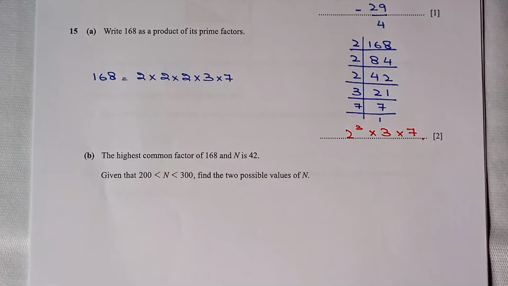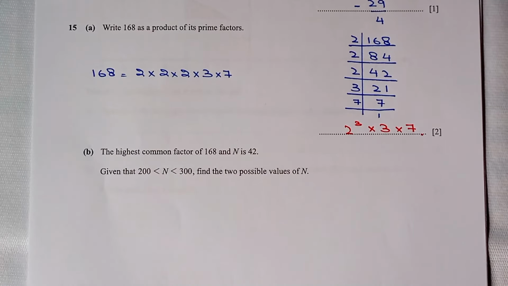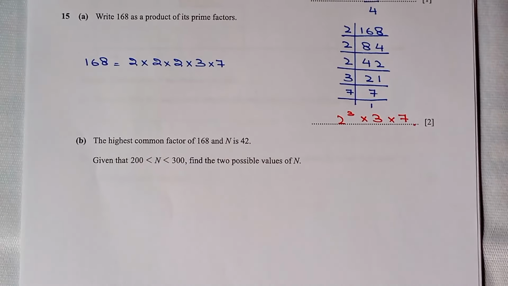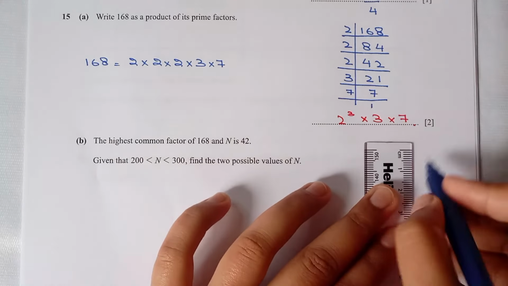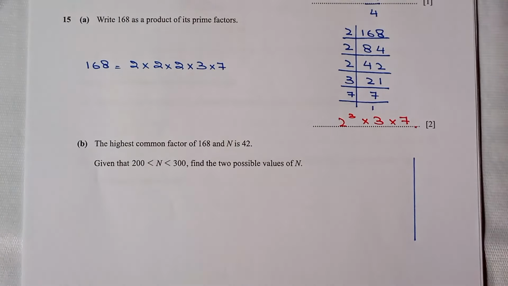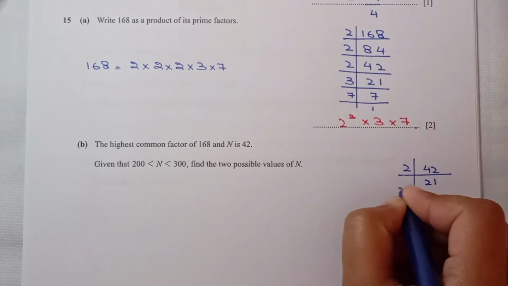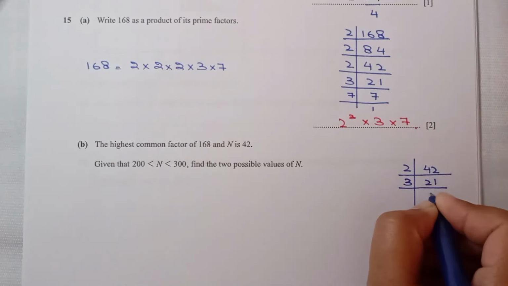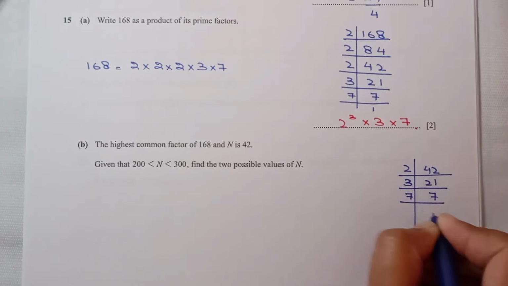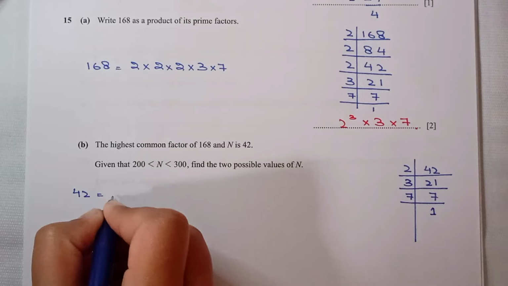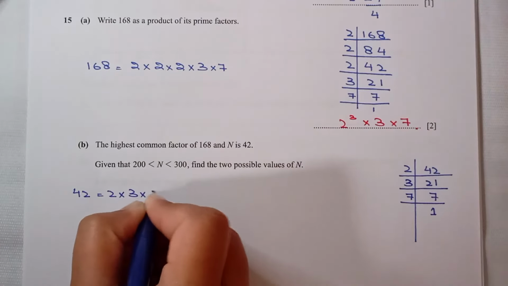Now for the B part, the highest common factor HCF of 168 and n is 42. Given that n lies between 200 and 300, find the two possible values of n. Okay, so first we need to find the prime factorization of 42. So let me do it over here. 42, 2 times 2 is 4, 2 times 1 is 2, and 3 times 7 is 21, and 7 times 1 is 7. So the prime factorization of 42 is 2 times 3 times 7.